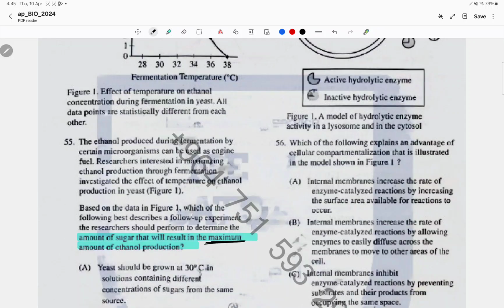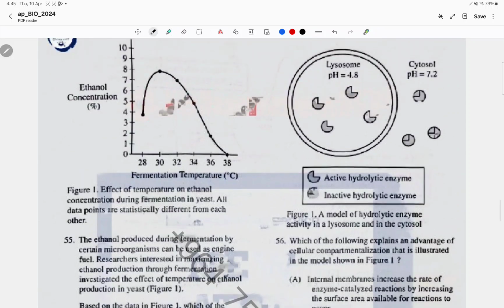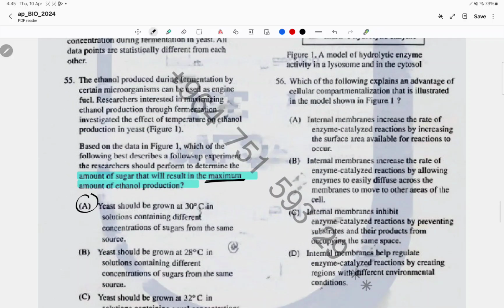Since we're looking for the maximum, you should just connect it with the maximum, which happens at 30 Celsius. So it's A.